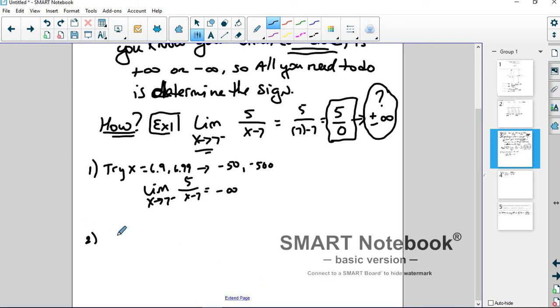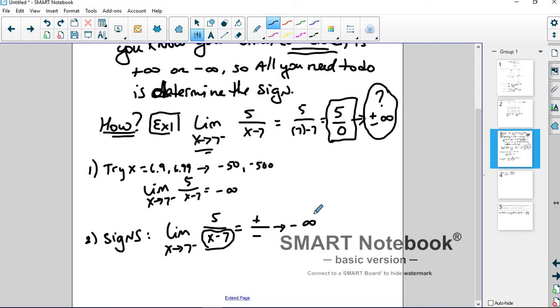The other way you can do it is just look at the signs. If I'm taking the limit as x goes to 7 from the left, 5 is 5, it's always positive, right? If I'm plugging in numbers that are less than 7, to the left of 7, then x minus 7 is always going to be what? Negative. So a positive divided by a negative is always going to give you a negative answer, and therefore I know it's negative infinity.